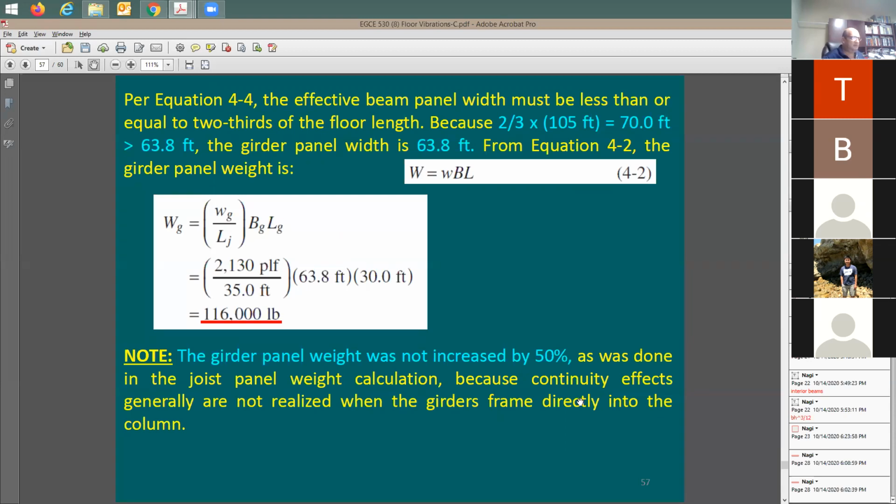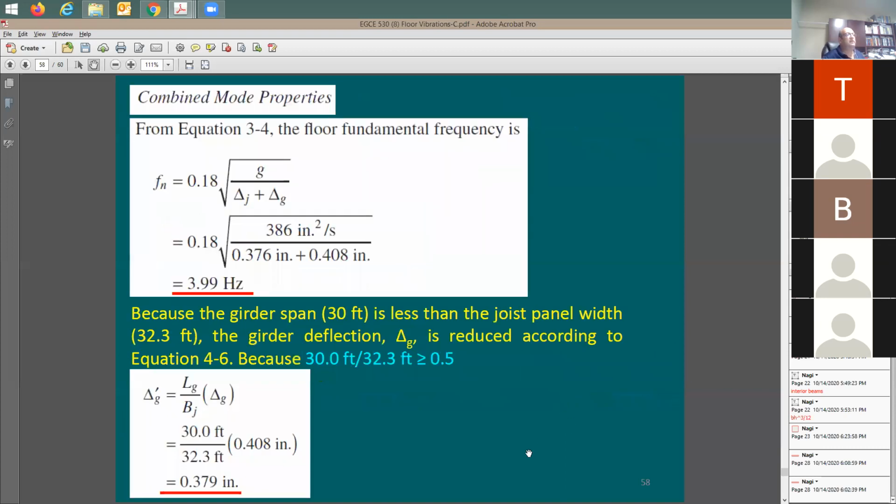Any reason? Continuity. Yeah, because we don't have continuity in the girder. This is correct. All right, now we need to find out the combined mode. With the combined mode here, we have deflection of the joist and deflection of the girder, and we can use this equation. You need to be very careful about the units that you use here for gravity acceleration. Now the effective frequency of the entire system is going to be 3.99 hertz.